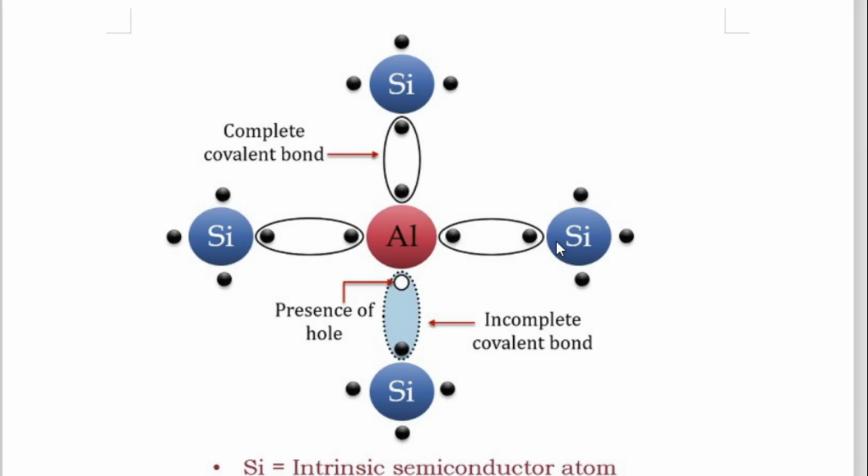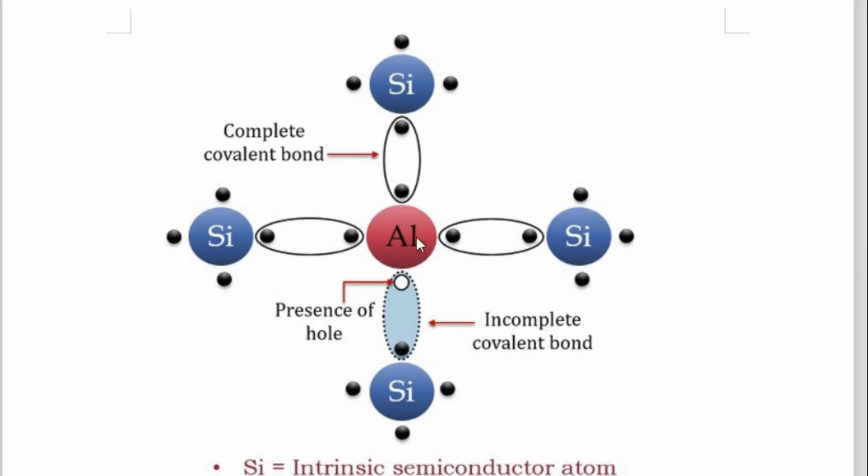And in this way, there is no electron to share with the fourth silicon atom. There is no electron to share with what? The fourth silicon atom, and that vacancy of electron, or that shortage of electron, is called a hole, that is called presence of a hole. And this bond is an incomplete covalent bond, and this is a complete covalent bond. That is also weak in nature.